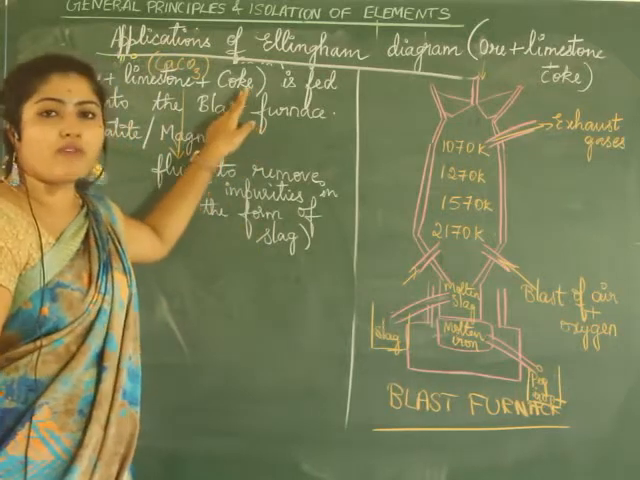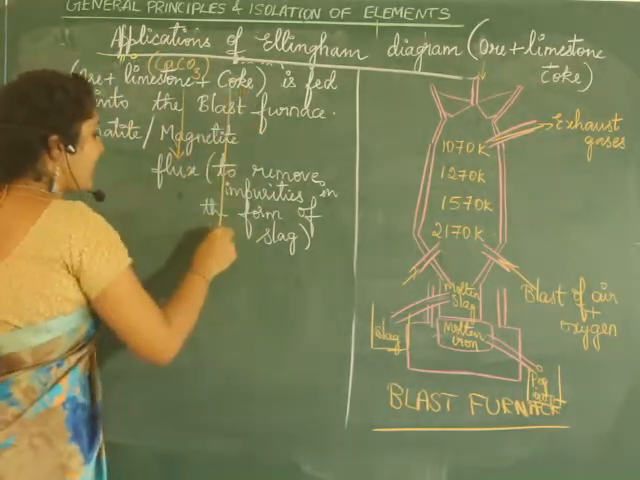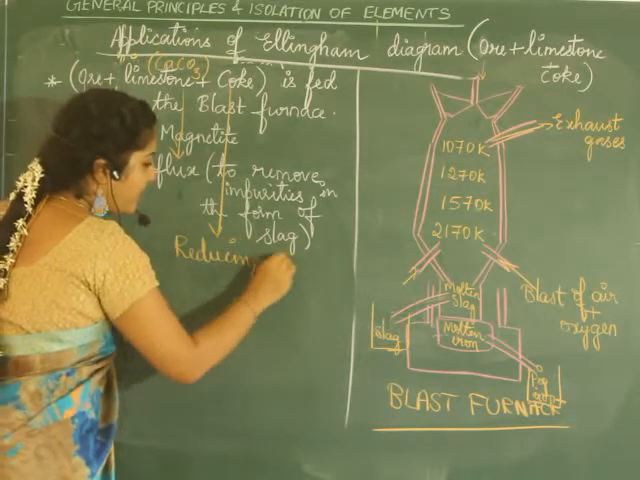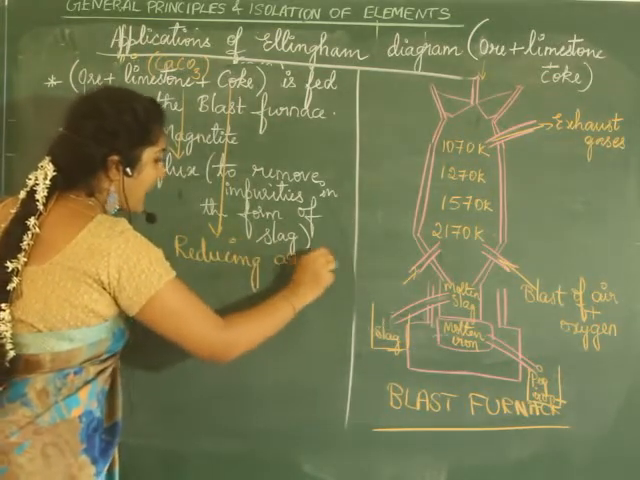Now what is the role of coke? Coke acts as a reducing agent. You know why we are using coke as a reducing agent, and we know the condition.